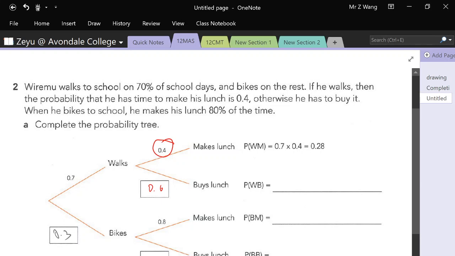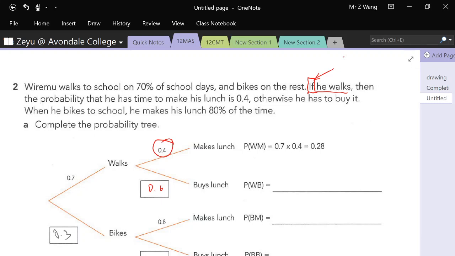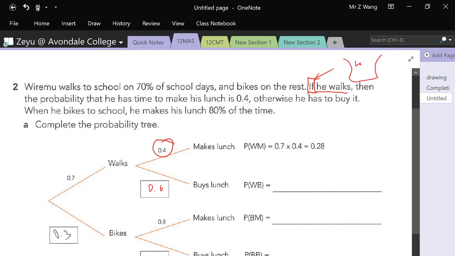William walks to school on 70% of the days and bikes on the rest. If he walks, then the probability he has time to make his lunch is 0.4. This is a conditional. This is a very obvious sign for conditional. You just have to do more of these questions so that you develop a sense of which is conditional, which is unconditional. So we are no longer picking the jar from every day. We are only picking from the jar that contains that he walks. Right? So that's why we put this here. I hope that makes some sense.